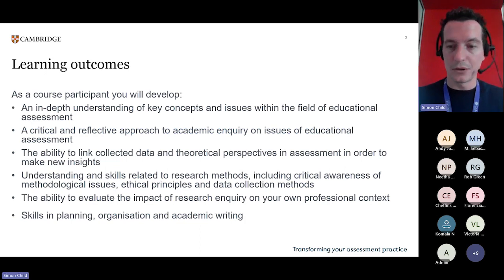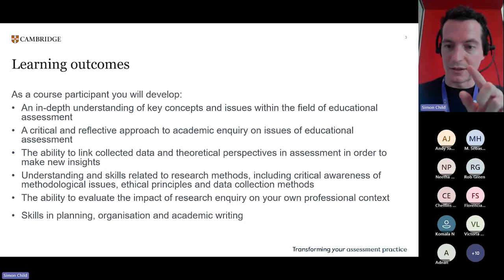We also encourage you to develop your skills in data collection and understanding of theoretical perspectives in order to make what we call new insights. So this is the idea of reflecting on your own practice, coming up with a hypothesis for how practice can change within your organization, conducting some research in relation to that particular issue, which is of a higher quality but on a small scale, and then reflecting that back into your own practice.